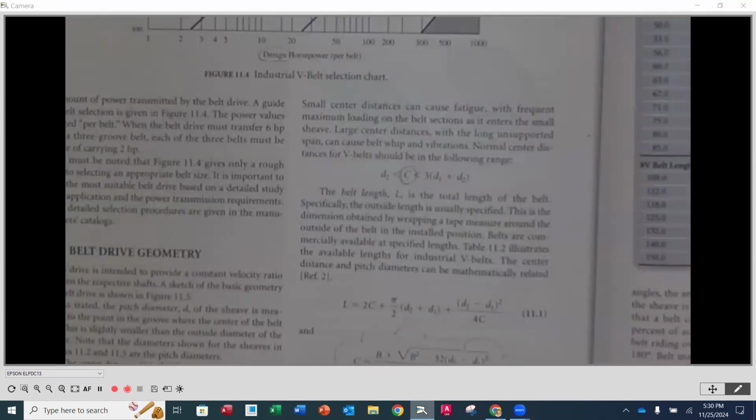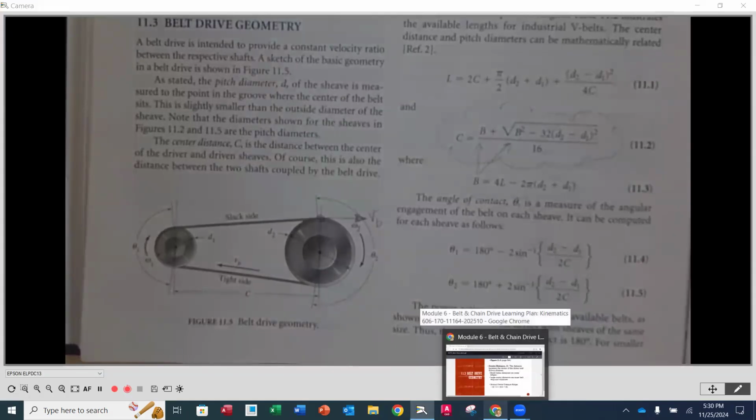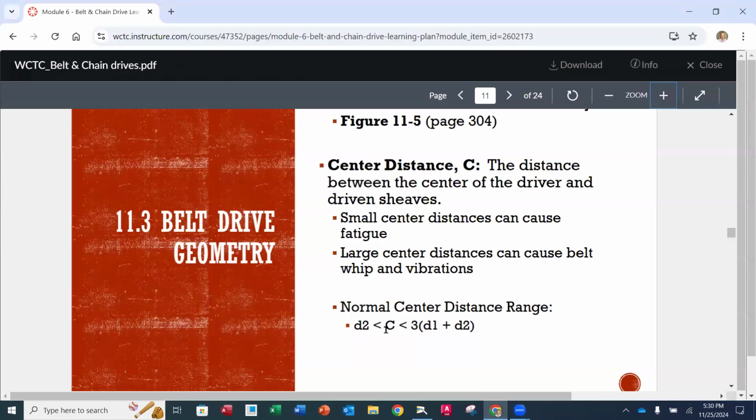So it's not a small range, but we don't want to go crazy wide either, because if these get too far apart, you could induce vibration, or the belt would actually whip around, and we don't want that, because then it could come off of the sheaves and it'd be unsafe. And it would prematurely wear and probably fatigue and break.